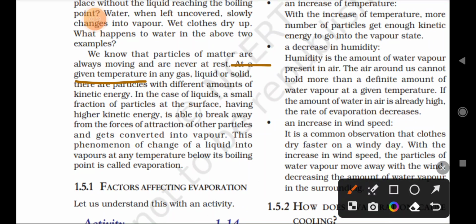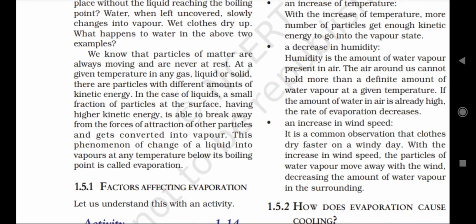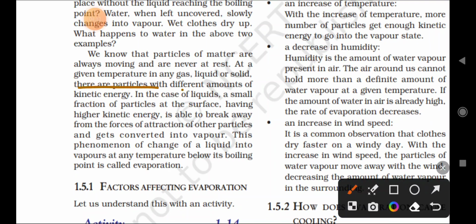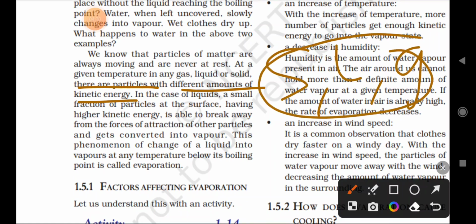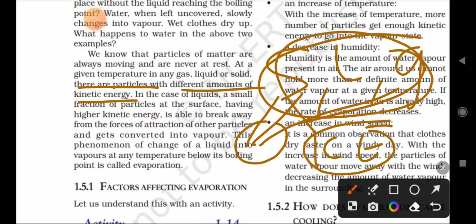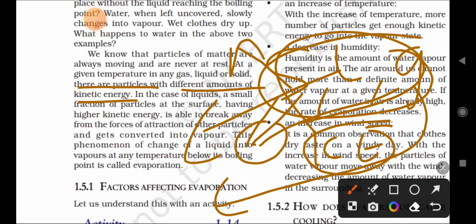At a given temperature in any gas, liquid or solid, we are giving temperature to any state of matter, solid, liquid, gas. There are particles with a different amount of kinetic energy. Correct? Solid, liquid and gas are all composed of particles. These particles are moving, and moving means they have kinetic energy. Correct? This kinetic energy is not the same in all three states of matter. The kinetic energy of particles in the solid state is different, in the liquid it is different, and in the gaseous state it is different. It is different for different states of matter.